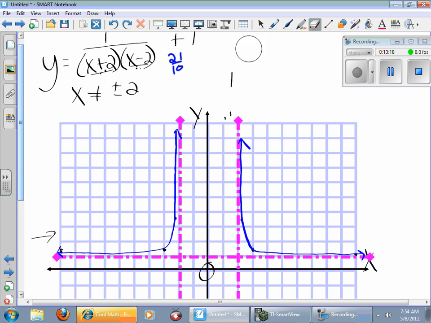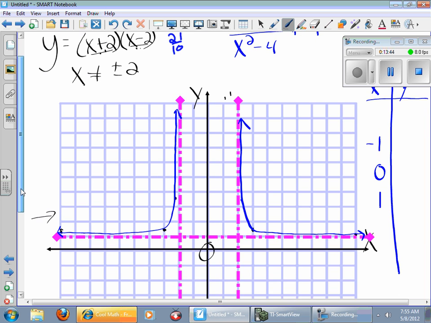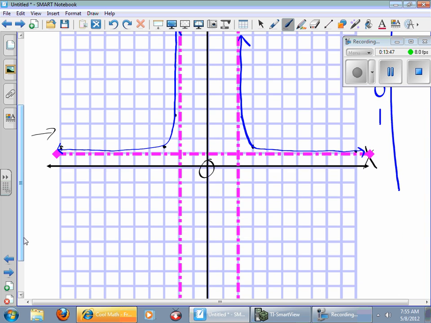So I'm going to need a little more room for my t-table, so maybe I'll do it off to the side here. And I'm going to have x and then y. And I'm going to put the whole numbers in there. I'll definitely put negative 1, 0, and 1. Okay, and remember I'm working from this equation. Sometimes I'll use the factored form of it, sometimes I won't. All right, let's do 0 first. I'm going to get negative 1/4. Negative 1/4 plus 1 is 3/4, so it's going to be right about there.